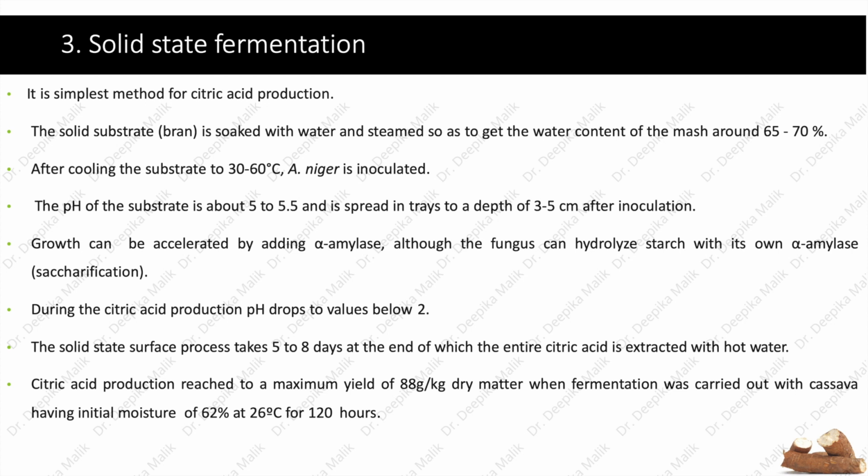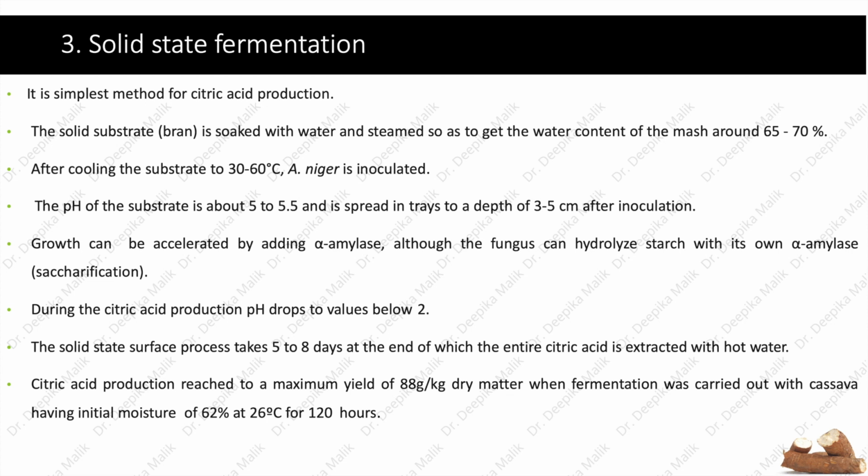The solid state surface process takes 5 to 8 days, at the end of which the entire citric acid is extracted with hot water. Citric acid production reached a maximum yield of 88 grams per kg dry matter when fermentation was carried out with cassava, having initial moisture of 62% at 26 degrees Celsius for 120 hours. Cassava is a root vegetable, as you can see in the image.